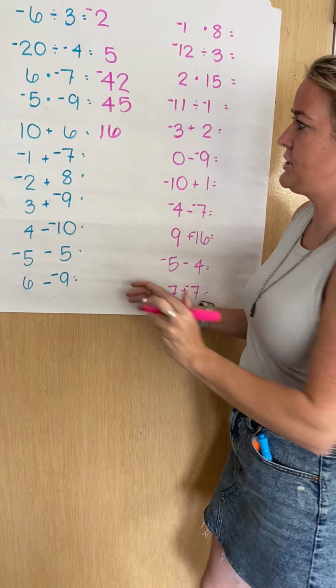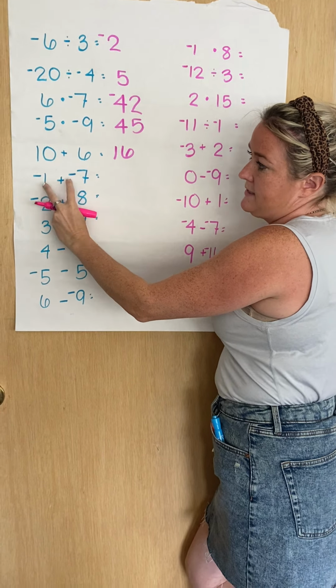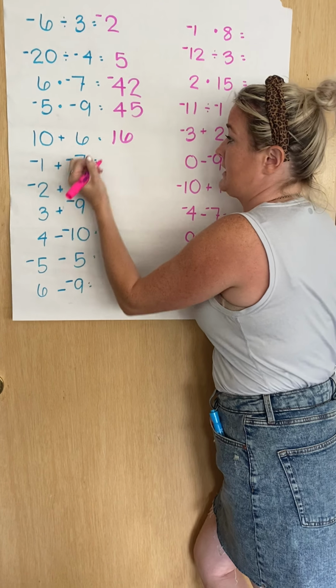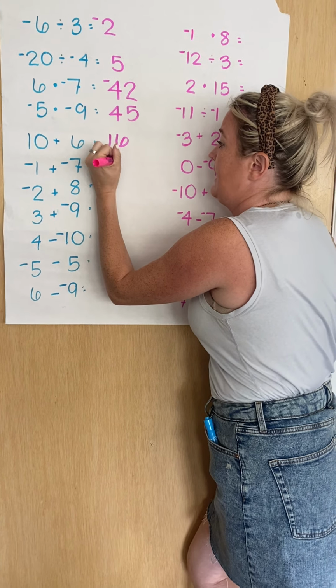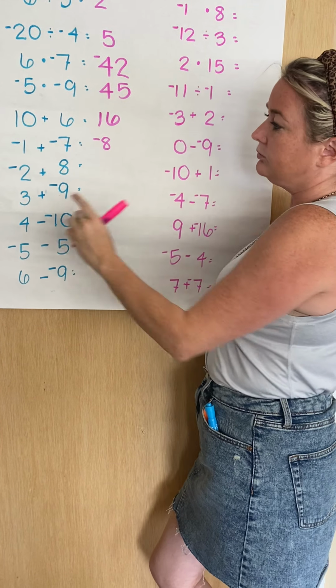Okay, so now these ones are addition and subtraction. So remember, I have a negative 1 plus negative 7. When I'm adding, my signs are the same, so I'm just going to add. 1 plus 7 is going to be 8, and I'm going to leave it as a negative 8.